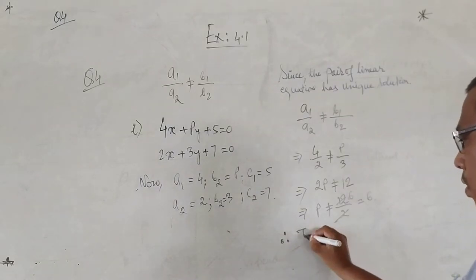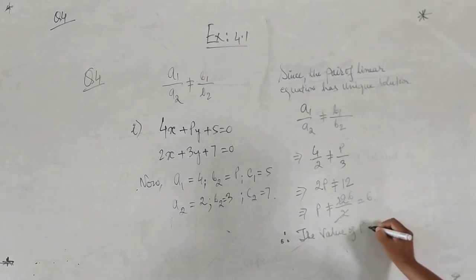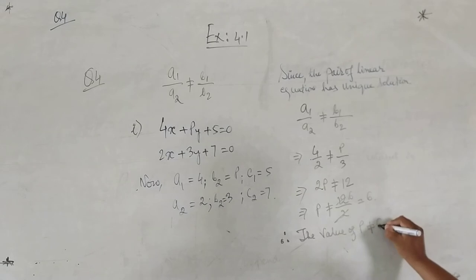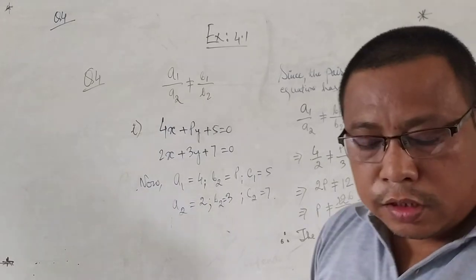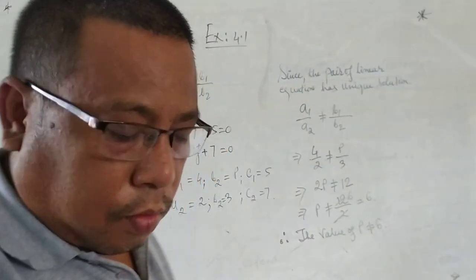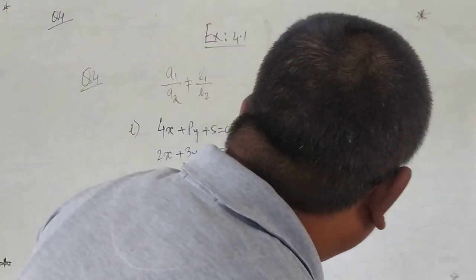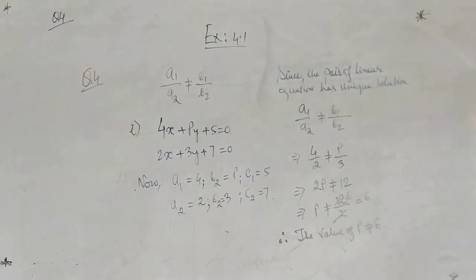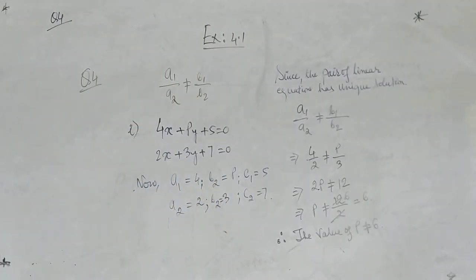So therefore, the value of P is not equal to 6. In this way, we have to find the unknown value P. So this is for question number 4, Roman number 1. I think you already understand. Next, Roman number 2 and Roman number 3, you do yourself.